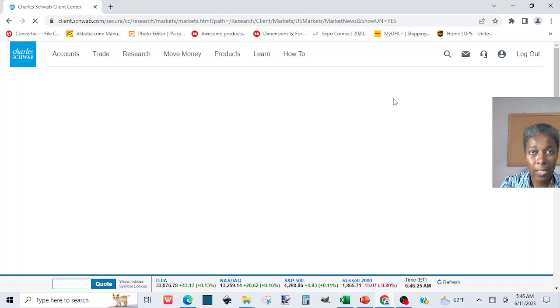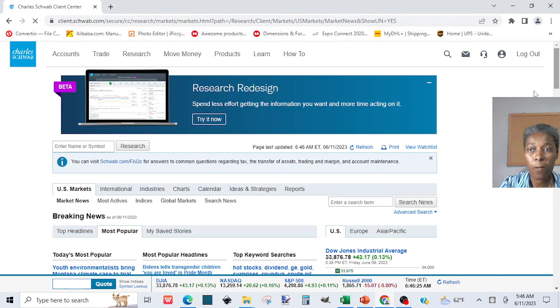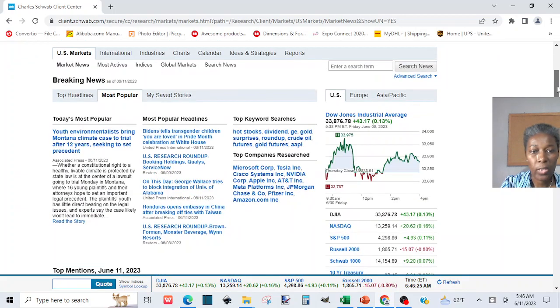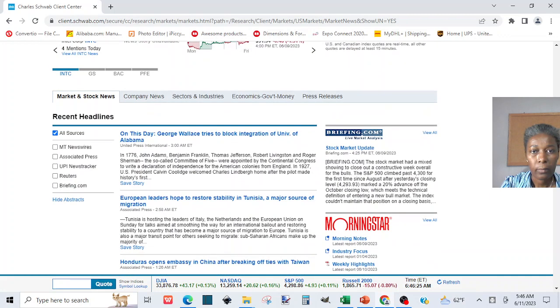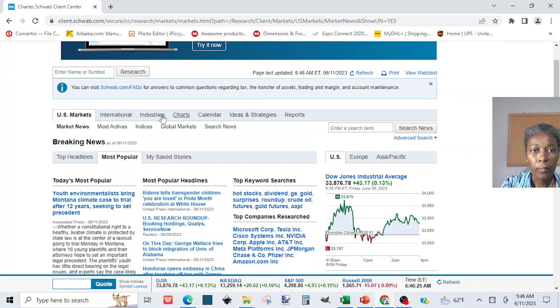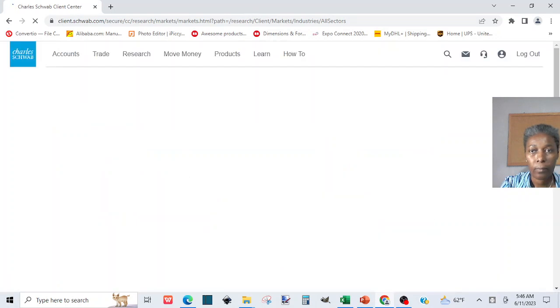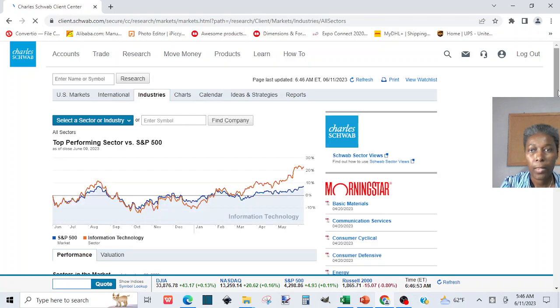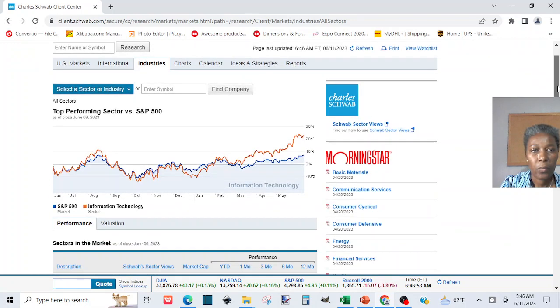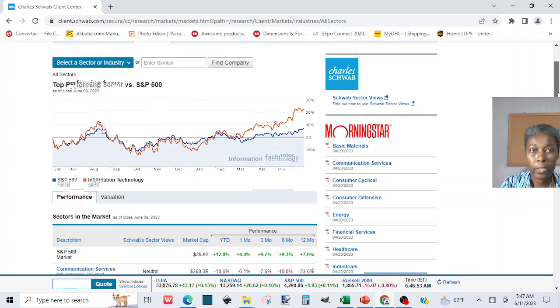And under classic view, you'll have the list of sectors. You scroll down to find the sectors. You click on industries, so we are still under US market, and you'll be able to find the sectors.